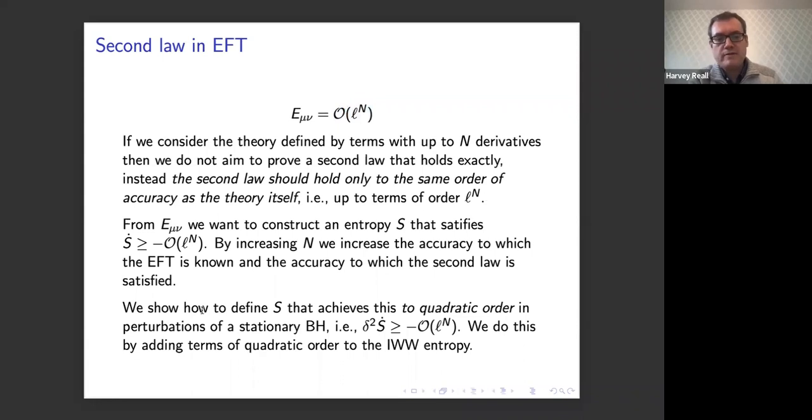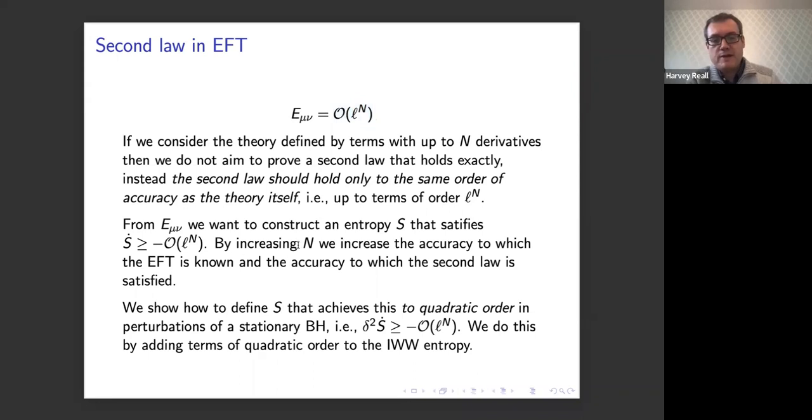So the goal, therefore, is from the terms in the equation of motion that we know, we want to construct a black hole entropy S that satisfies a second law modulo terms of this possible size. In other words, we should have an equation like this. So we don't aim to prove that S dot is positive definite. It can be slightly negative, but the amount it could be negative is of the same order as the higher order terms in the equations of motion that we don't know.